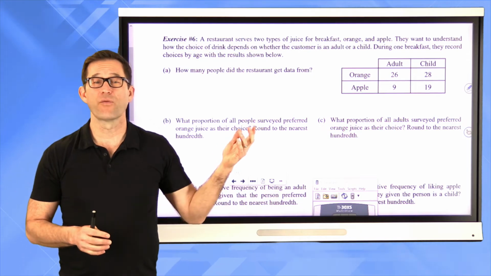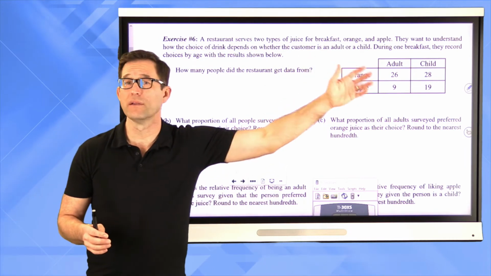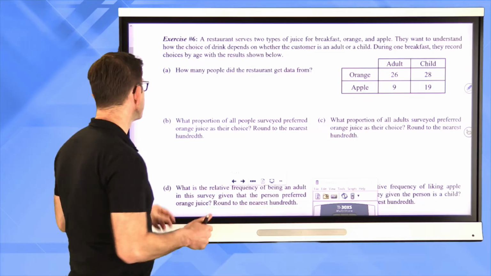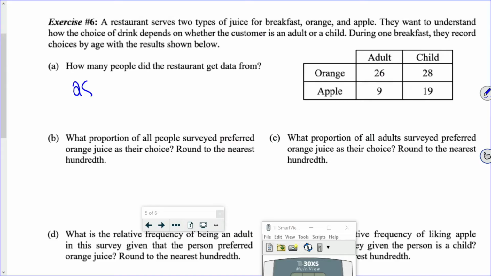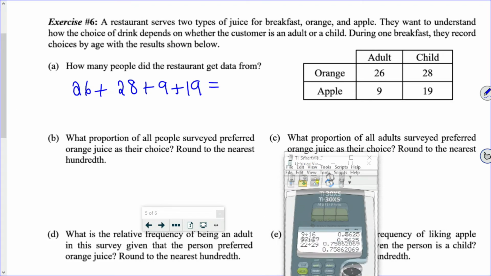Well, what we're asking for in letter A is the grand total. We want literally all these numbers added up. So to do this, we need to just do 26 plus 28 plus 9 plus 19. Of course, it doesn't really matter how you add them up. You just got to get the right total.